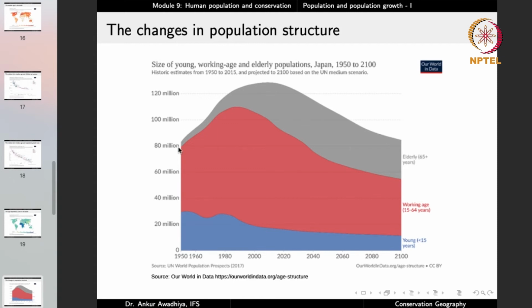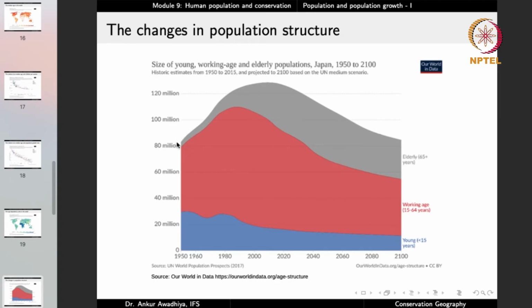The working age population was roughly 50 million. So this is 80 minus 30. So we had a roughly 50 million working age population. But the working age population increased with time. So in the 1980s, it was as high as around 90 million. So we have 110 million minus around 20 million. So it is roughly 90 million people who were in the working age group. So it had roughly doubled. But today, if we see, we have the working age population, that is 55 minus 15, around 40 million people in the working age group.